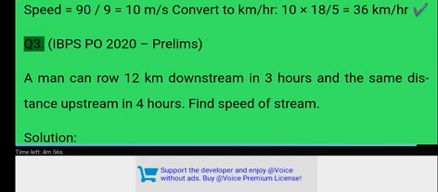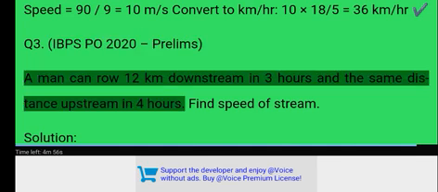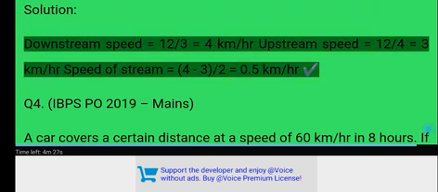Check mark. Q3, IBPS PO 2020 prelims. A man can row 12 kilometers downstream in 3 hours and the same distance upstream in 4 hours. Find the speed of the stream. Solution. Downstream speed equals 12/3 equals 4 kilometers per hour. Upstream speed equals 12/4 equals 3 kilometers per hour. Speed of stream equals (4 minus 3)/2 equals 0.5 kilometers per hour.